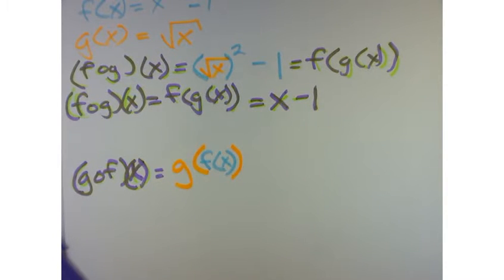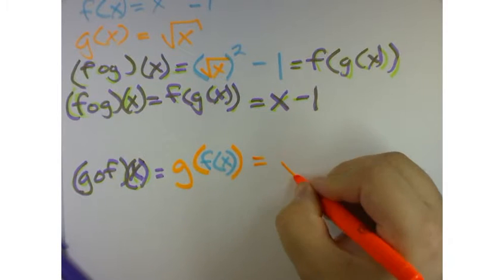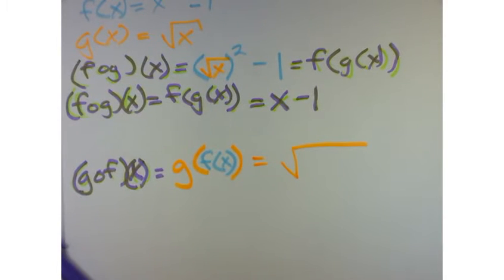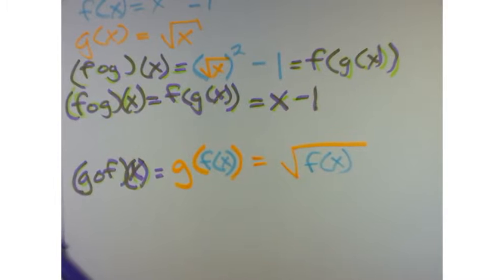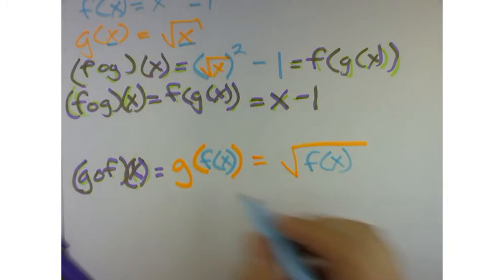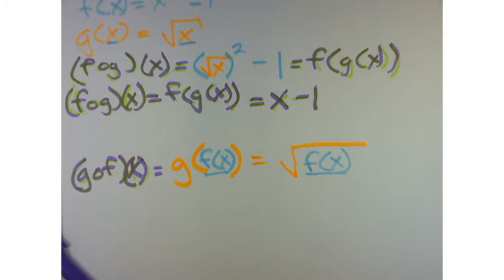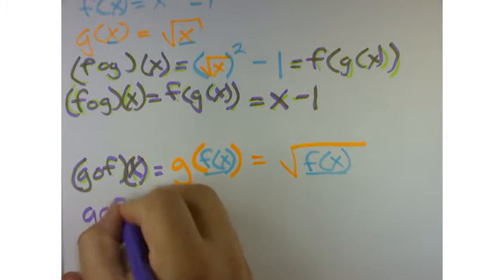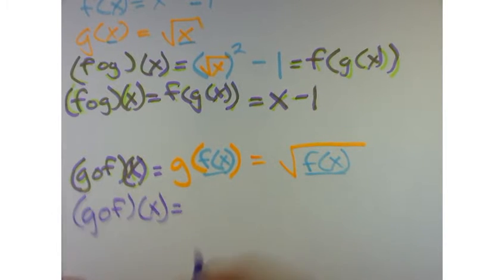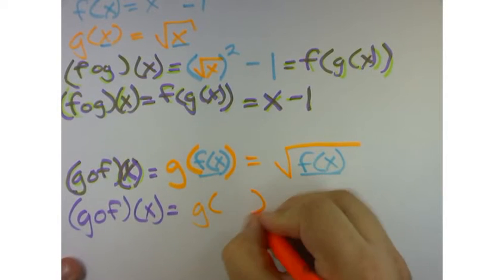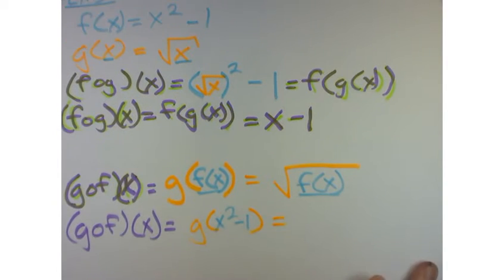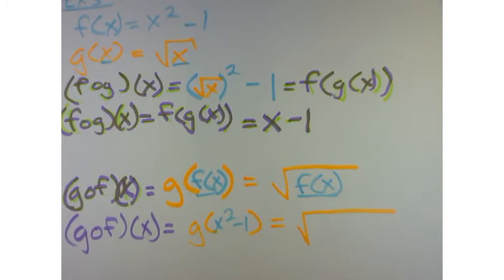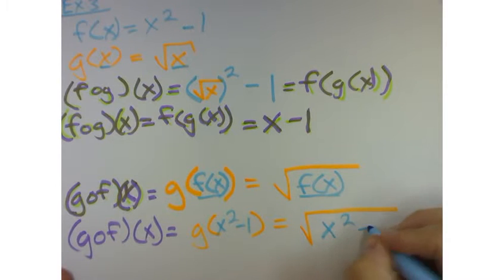Well, what's g of x? Well, g of x is the square root of something. Well, what is the something we're going to plug in? F of x. So what I've done is I've taken just this portion here, wherever there's an x, and I've plugged in f of x. Do you guys see what I've done? So now in the next step, if I were to say g of f of x, I would get g of, now what is f of x though? X squared minus 1, right? So in the next line, what do I write down? X squared minus 1.